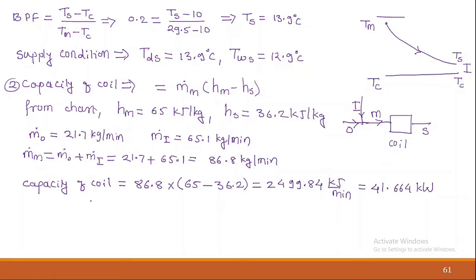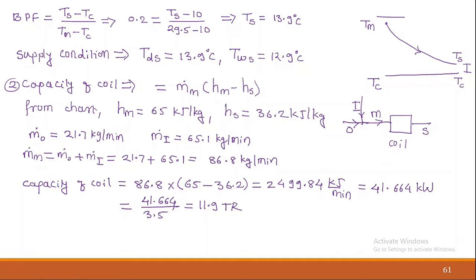Okay, if I try to find the capacity of the coil in ton of refrigeration, I have to divide this by 3.5. So the total capacity I will get in ton of refrigeration as 41.664 divided by 3.5. So the total capacity I will get as 11.9 TR, ton of refrigeration.